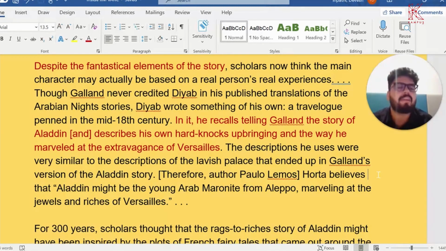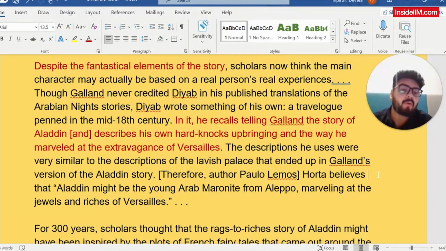version of Aladdin's story. It's a very important line, ladies and gentlemen, because this forms the basis on which the scholars are contesting. The version which we read in Aladdin's book, the way Aladdin marvels when he reaches a city and when he reaches the lavish palace, is in tandem with what Galland would have experienced when he saw the extravagance of Versailles. So the description he uses was very similar to the description of the lavish palace that ended up in Galland's version of Aladdin's story.